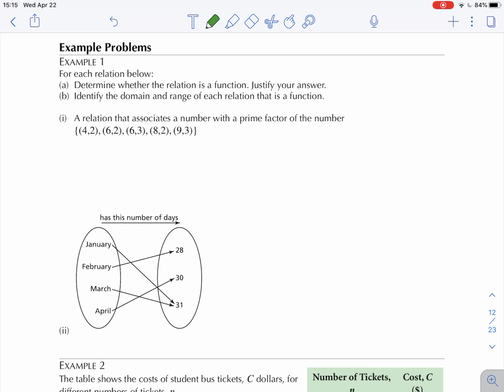All right, we're going to take a look at the example problems. Example number 1. For each relation below, A, determine whether the relation is a function. Functions are one-to-one or many-to-one. Justify your answer. Identify the domain and range of each relation that is a function.